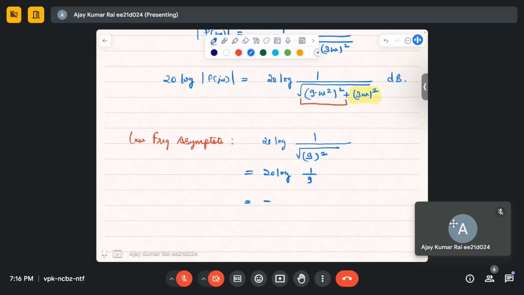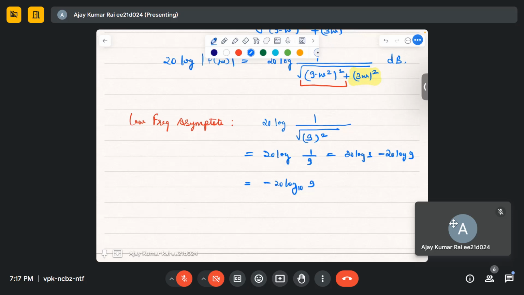Okay, so what we can do is write 20 log of 1 minus 20 log of 9. So we have to find this. Here, 3 square, like 20 into 3 square into log 3, minus 40 log of 3.